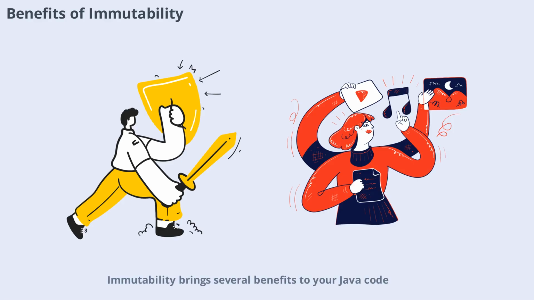Immutability brings several benefits to your Java code. It makes your objects thread-safe by default, simplifies reasoning about code, and reduces the risk of bugs caused by unexpected changes. Immutable objects are easier to test, debug, and maintain, making your codebase more robust.